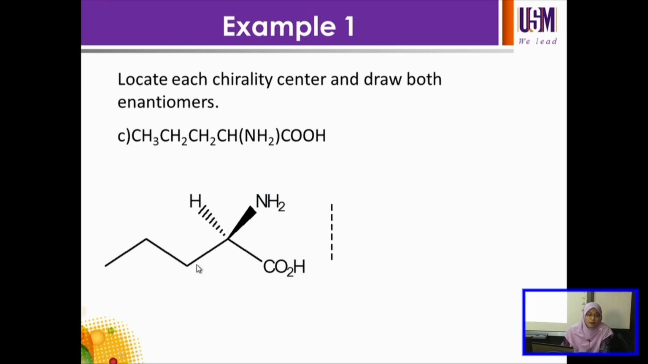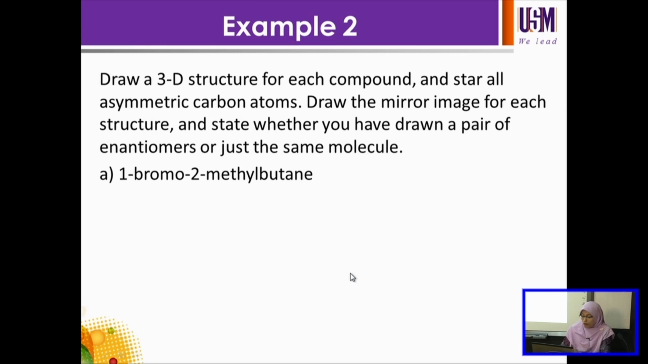So again, these 2 carbon cannot be the chirality center, because these 2 carbon are attached to 2 hydrogen atoms, while on the other hand, this carbon is attached to carboxylic acid and then propyl group. Okay, because we have here CH2, CH2, CH3, and then we have amine group and also a hydrogen. So this is the chirality center. We can draw its mirror image, and we can see that its mirror image is non-superimposable to its original image. So we have here 2 pairs of enantiomer.